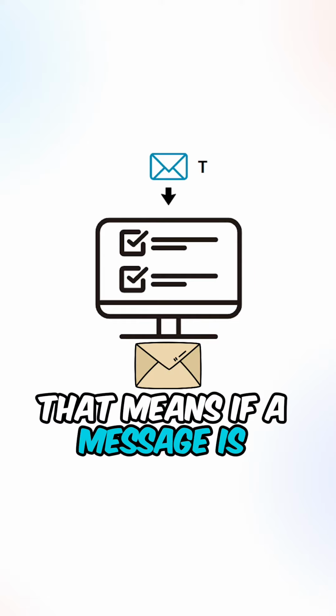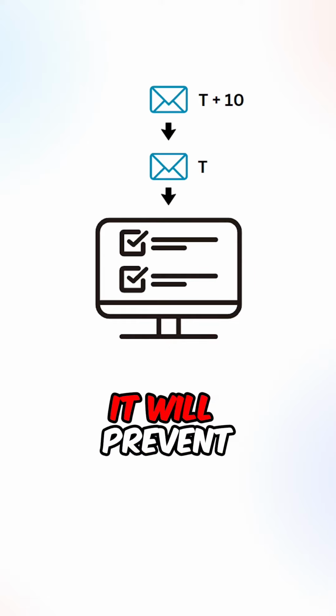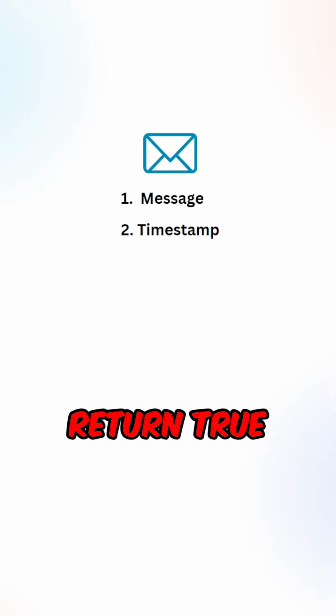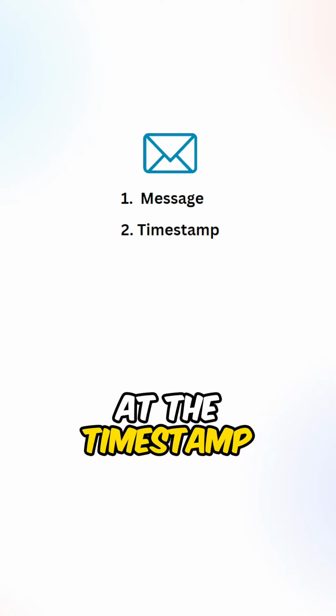That means if a message is printed at time t, it will prevent identical messages from being printed until t plus 10. So given a message and a timestamp, return true if the message can be printed at the timestamp.